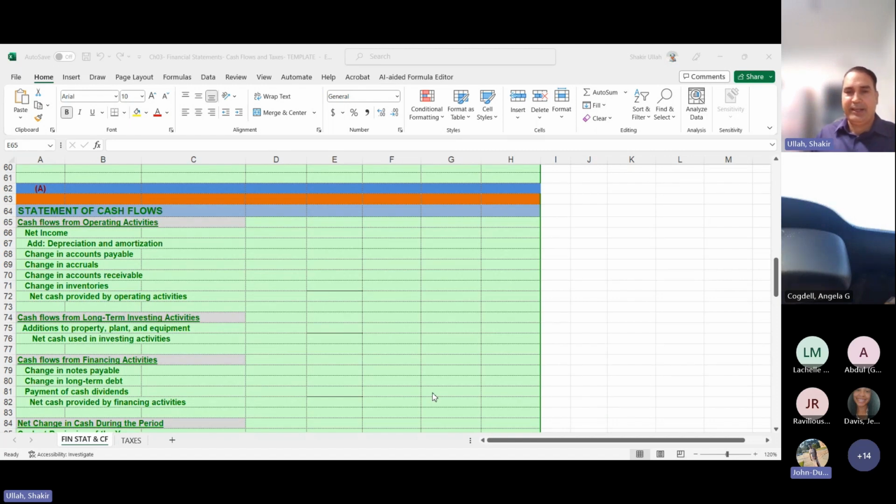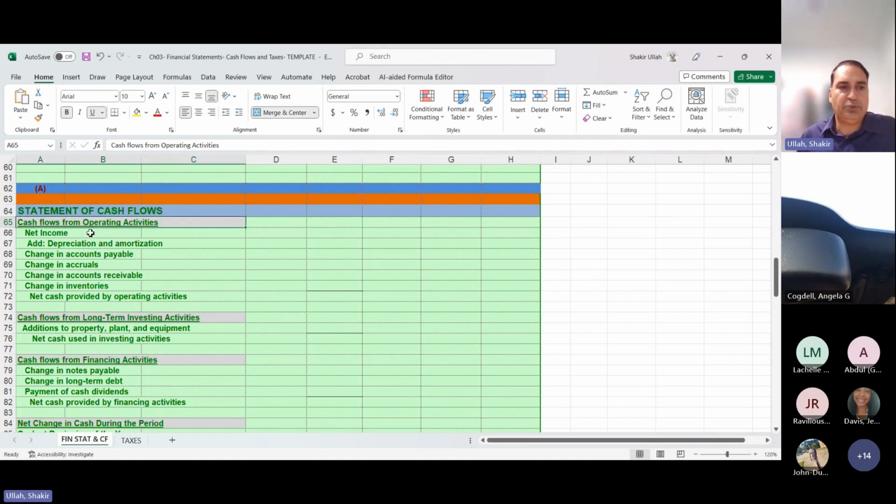Now let's come to the interesting part: building the cash flow statement. The way we're going to do it is, in the operating activities, cash flows from operating activities, we start with the net income. So that number comes from the income statement.